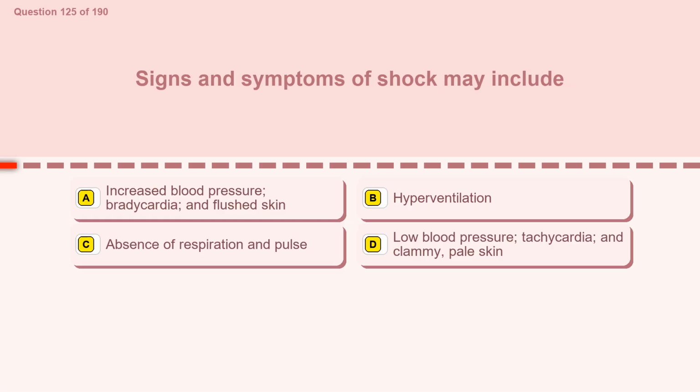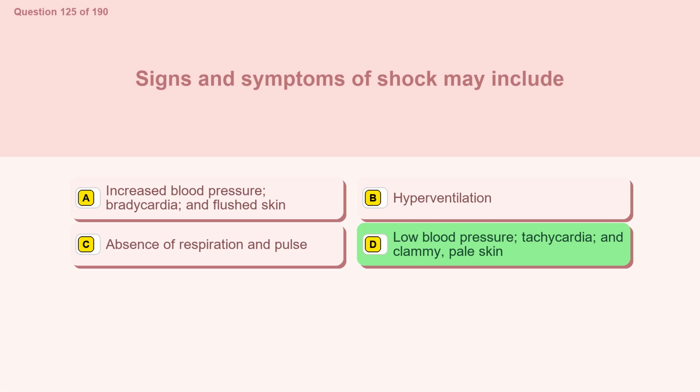Question 125. Signs and symptoms of shock may include Option A, increased blood pressure, bradycardia, and flushed skin. Option B, hyperventilation. Option C, absence of respiration and pulse. Option D, low blood pressure, tachycardia, and clammy, pale skin.